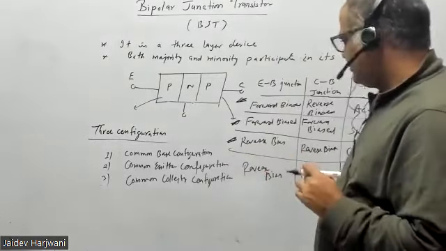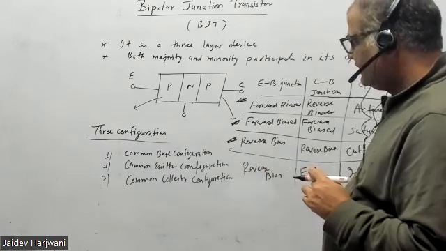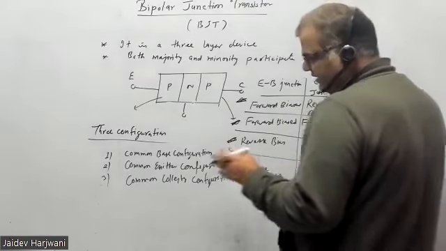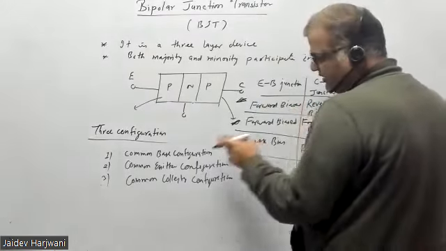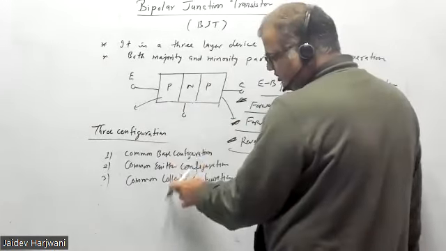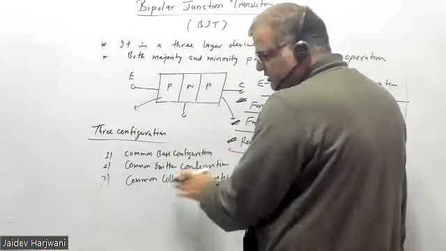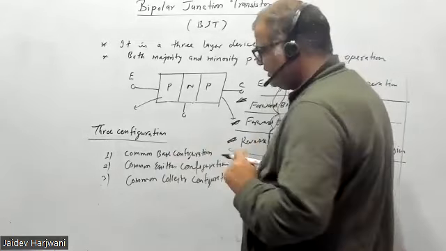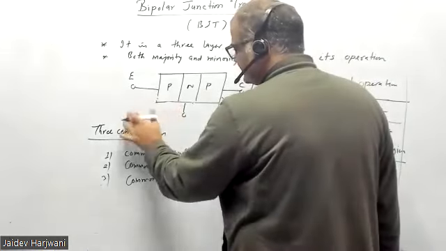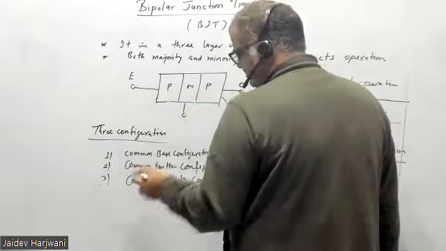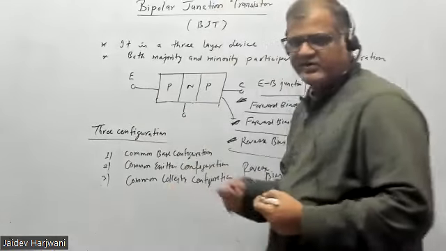Now let us understand, when I apply these types of biasing in common base configuration, these three configurations have slightly different characteristics. Why? Different characteristics means different voltage. Yes, tell me.